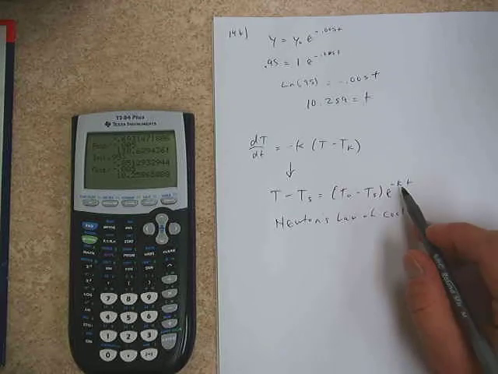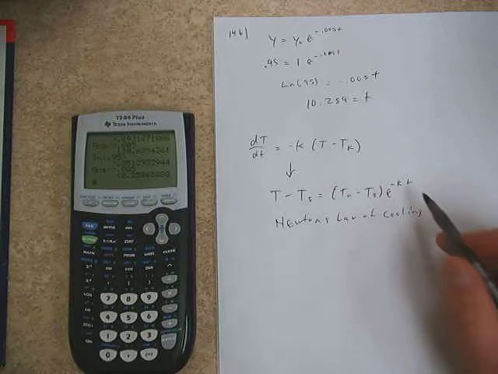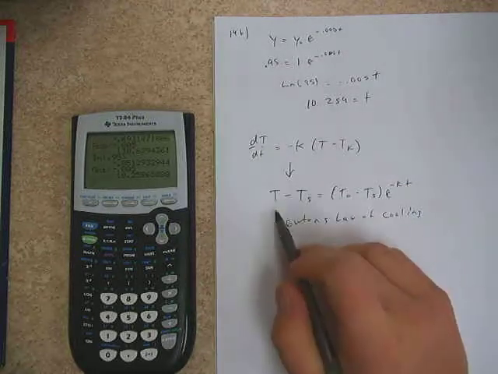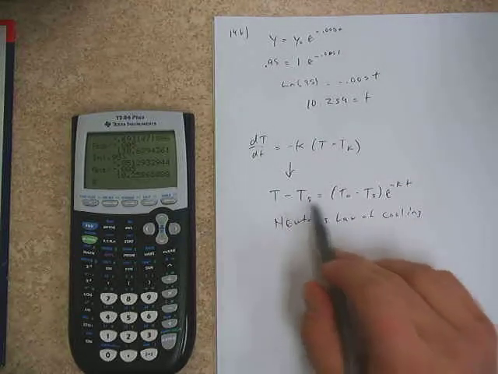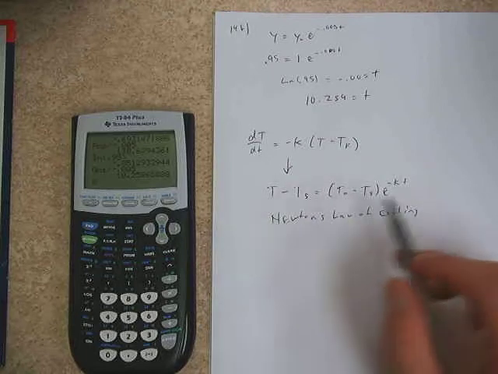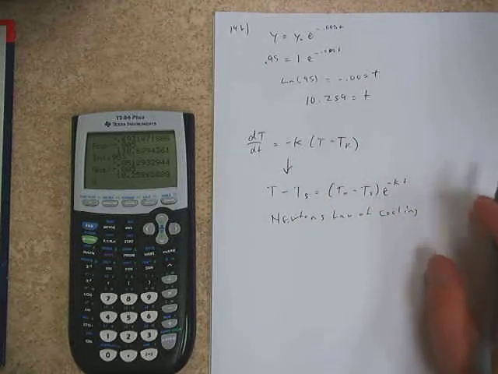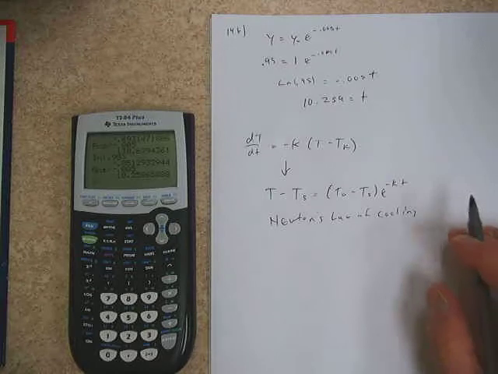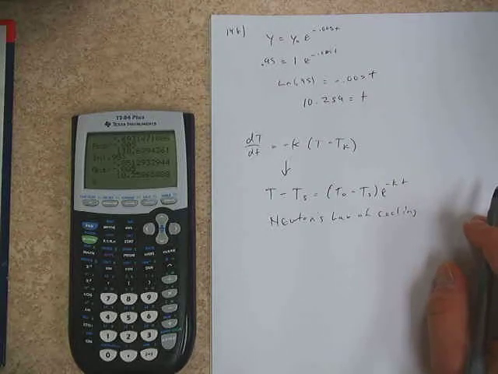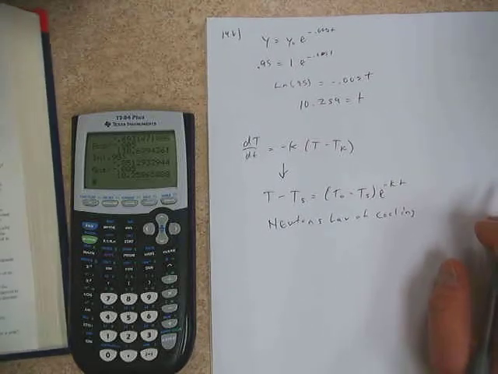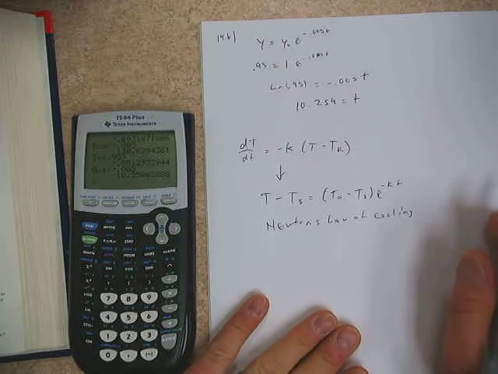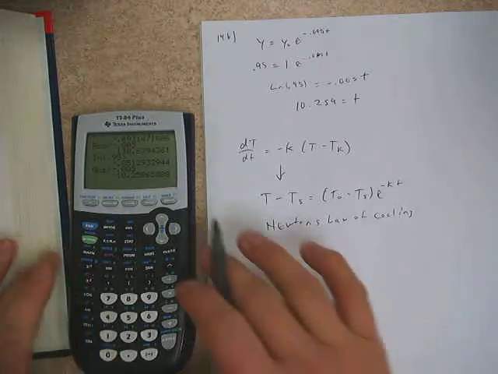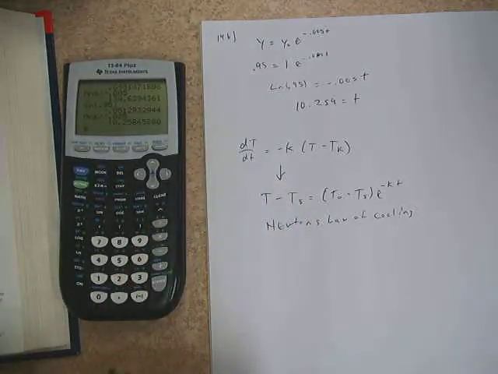T here stands for the temperature of the object. T sub s stands for the temperature of the surrounding. So if I were to bring a pie out of the oven and put it in the kitchen, the temperature of the kitchen would be the surrounding temperature. The T sub 0 would be the initial temperature when the pie comes out of the oven, if you will. K is some constant, and then t is time. So if we knew all that other stuff and we were looking for the final temperature after a certain amount of time, then we'd be solving for big T, if you will.